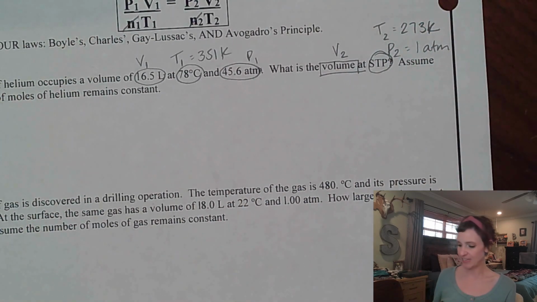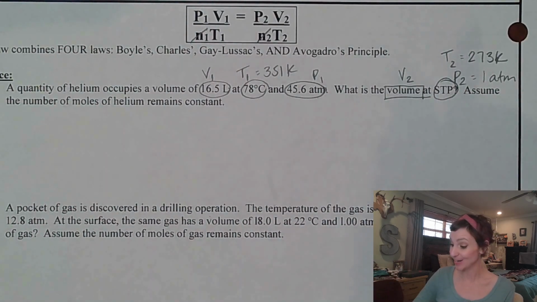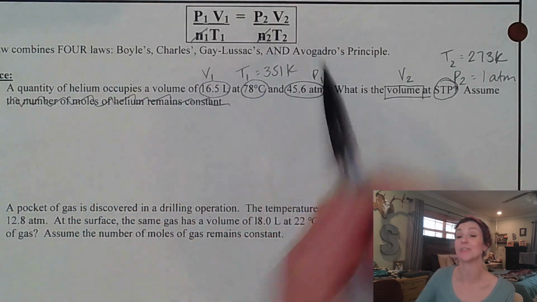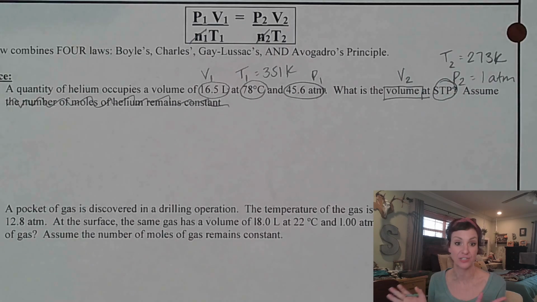Assume the number of moles of helium remains constant. So this is what I'm talking about. Remember, when we say assume something is constant, that means we get to scratch it out of our equation. That is not a factor that we are observing changing. So it is constant over time.